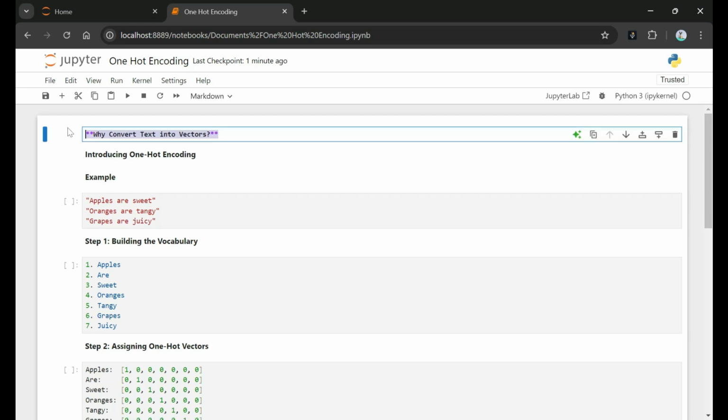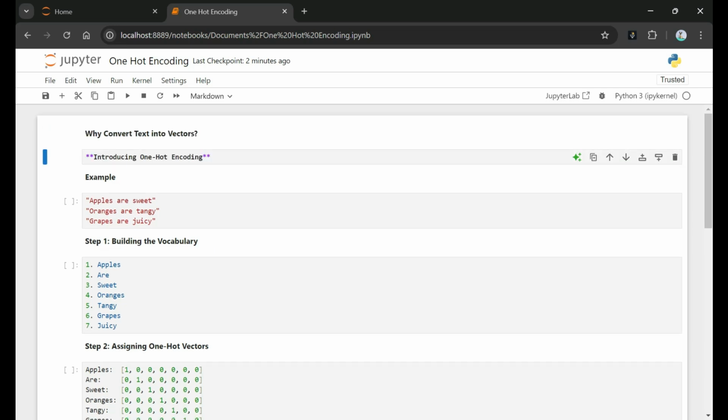First things first, why convert text into vectors? When we are working with text data in machine learning, we need to convert words into numbers because, as much as we would like, computers don't quite understand human language naturally. They need numbers to make sense of things. This transformation from words to numbers is crucial. And today we will explore one of the finest ways to do this, that is one-hot encoding.